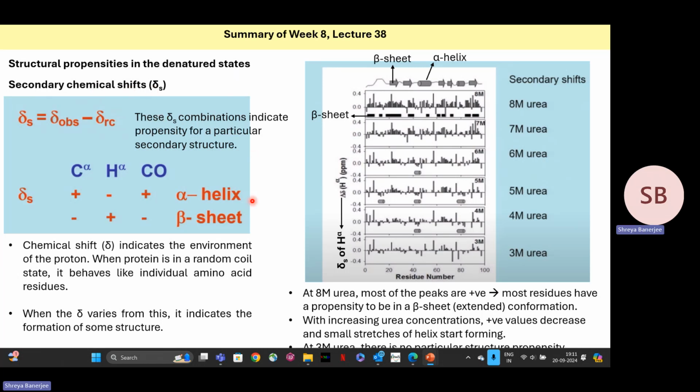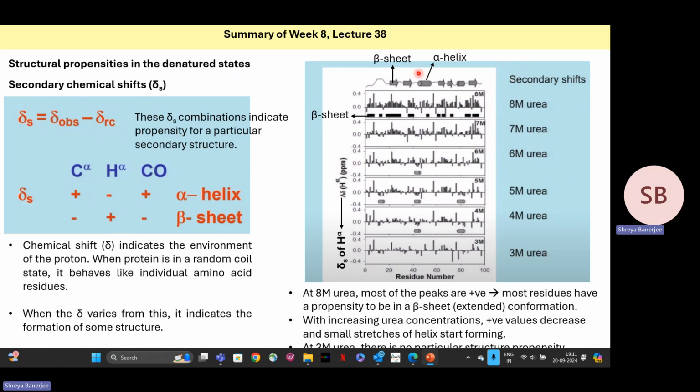Now, for a particular secondary structure, there are certain signs that are expected of the delta S. In an amino acid, you can have C alpha, H alpha, or the carbonyl carbon. If you have an alpha helix, the delta S of C alpha and CO is positive and H alpha is negative. For beta sheet, the signs are opposite. So basically, when delta S is adopting this kind of sign, you can predict that the protein has a propensity to obtain that secondary structure.